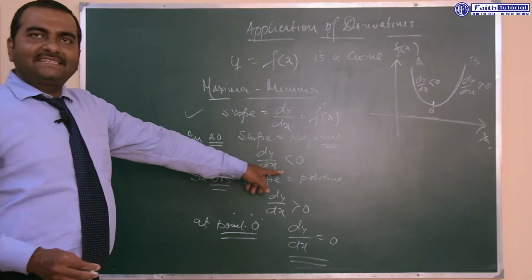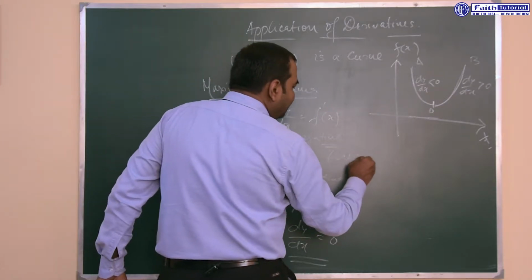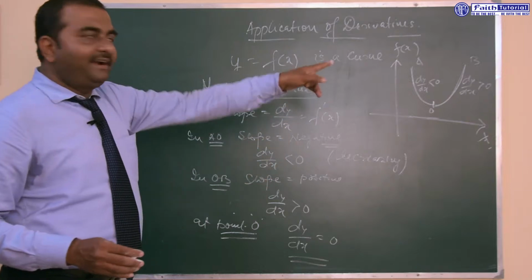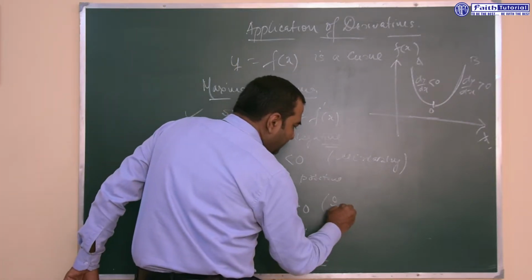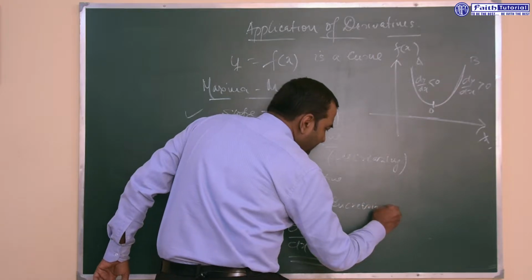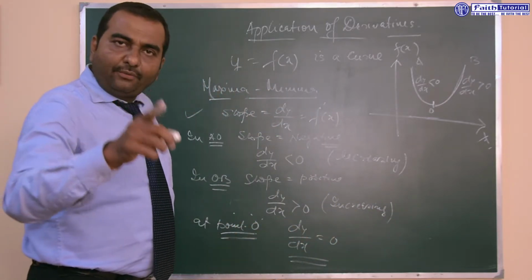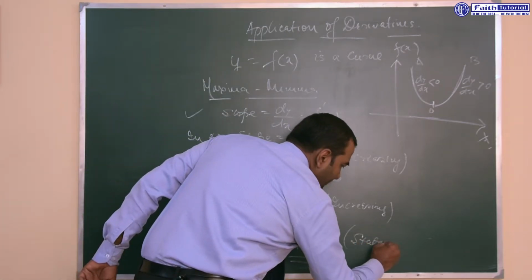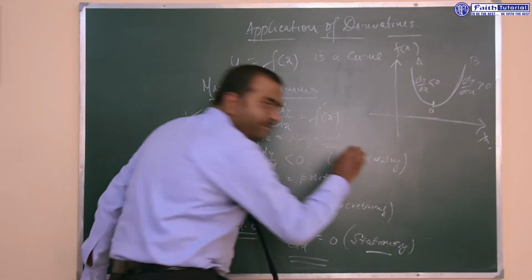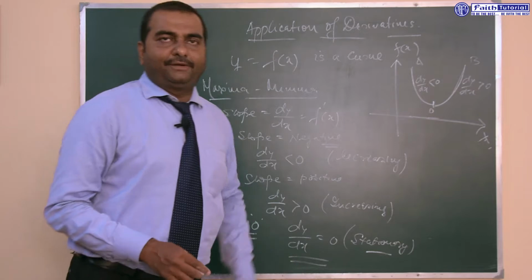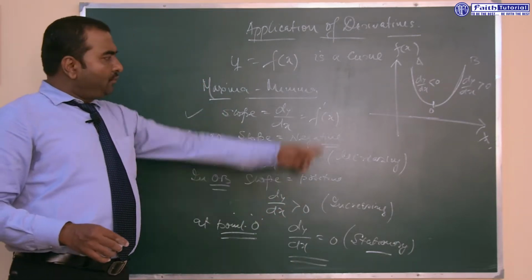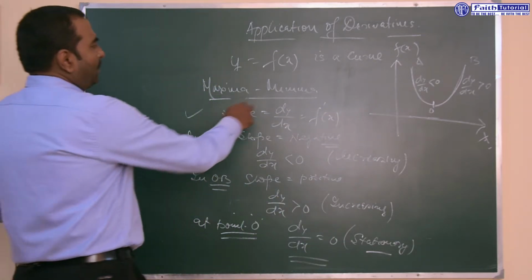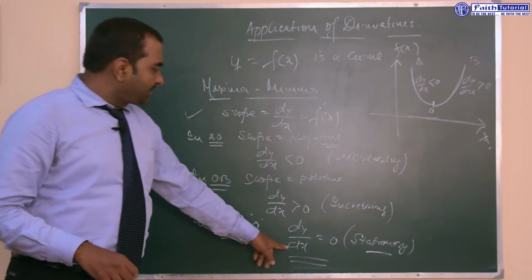So if the slope is less than 0, we call it the decreasing part of the function. If the slope is greater than 0, we call it the increasing part of the function, and the point where that slope equals 0 is called the stationary point of the function. Now that stationary point, if you look at the curve, is nothing but the minimum point of the curve. So to understand the concept of maxima minima, we start our discussion from here.